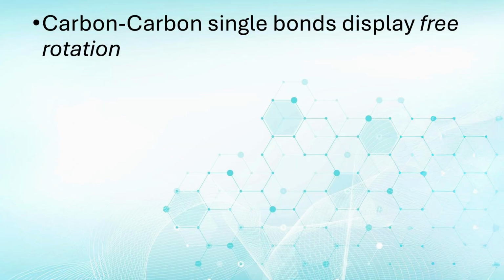I really suggest you follow along with your own fists. As you can with your own fists, we can rotate them about each other without separating them. Translating to chemical terms, the carbons connected by a single bond can rotate about each other. In other words, we say that our carbon-carbon single bond displays free rotation.